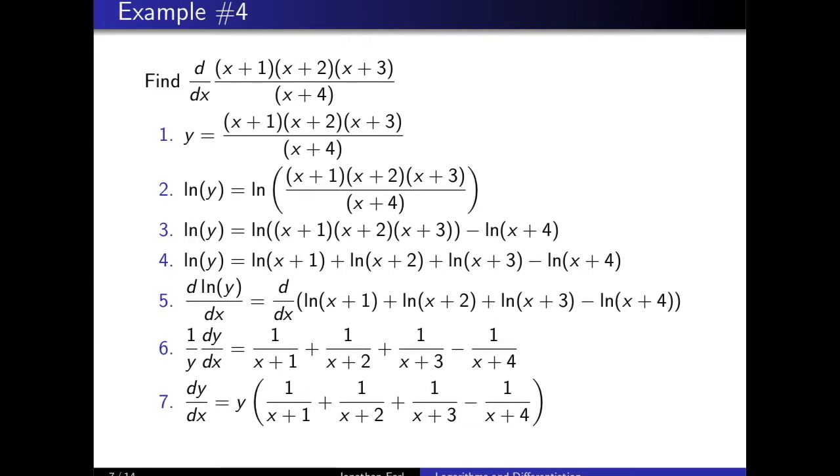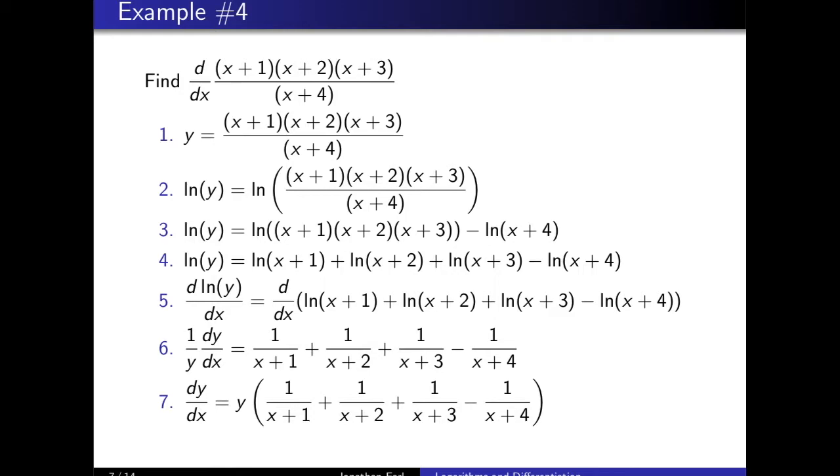Okay, so the fourth example that we have here, it might seem strange why I would put this one in with logarithms, but it should be clear what we're going to do in just a moment. So we want to find the derivative of x plus 1 times x plus 2 times x plus 3, all divided by x plus 4.